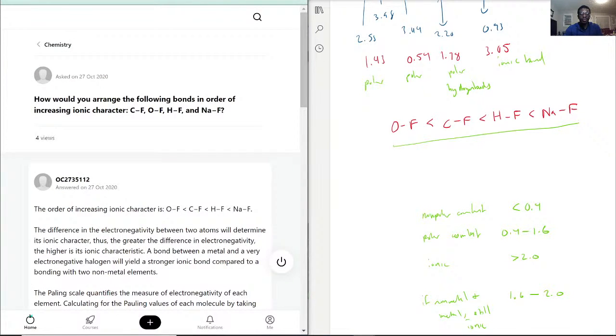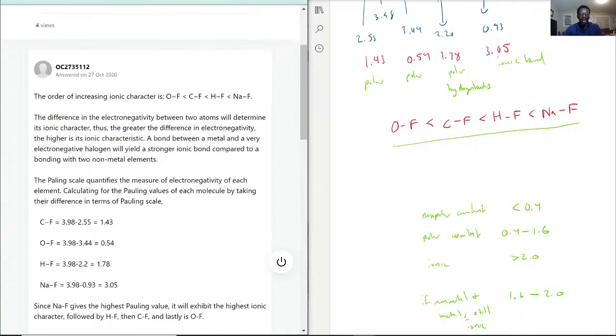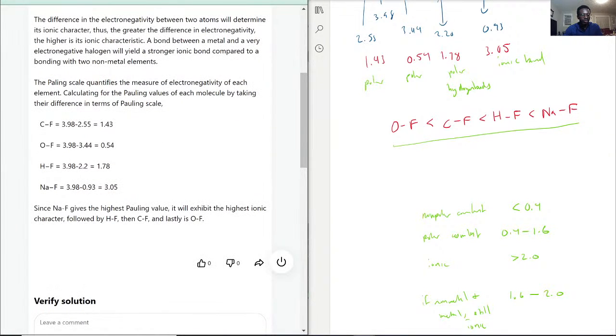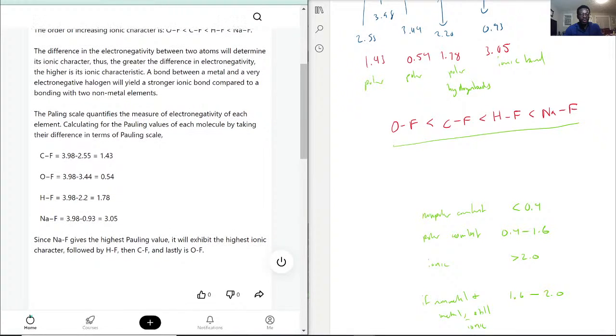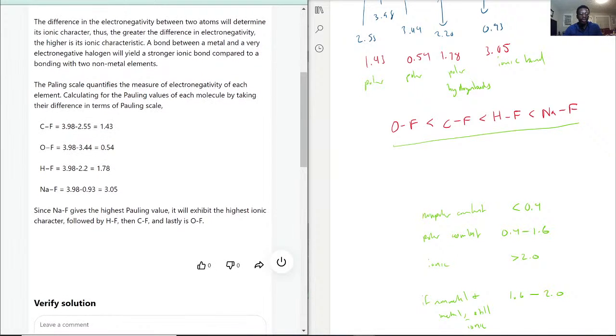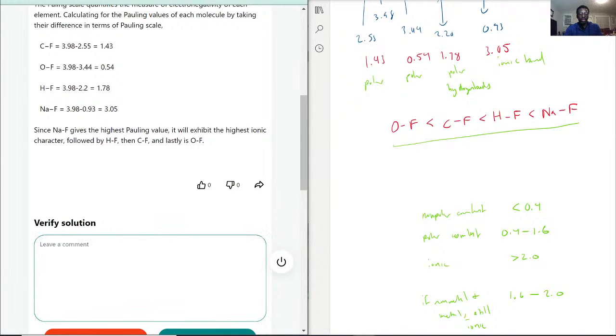So let's see how we did. OF, CF, HF, NaF. Perfect. So CF, OF, HF, and NaF. Exactly. So we definitely got that correct, and it gives the highest value. It exhibits the highest ionic character of NaF specifically, followed by HF, because that's a hydrogen bond, which makes sense. Then CF, and then lastly is OF. So this is correct.